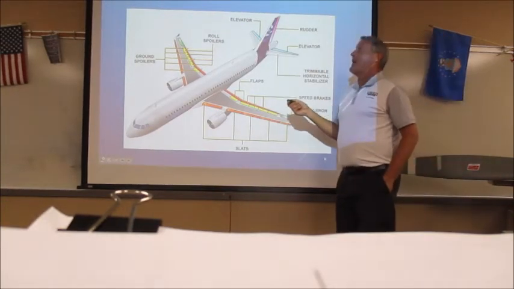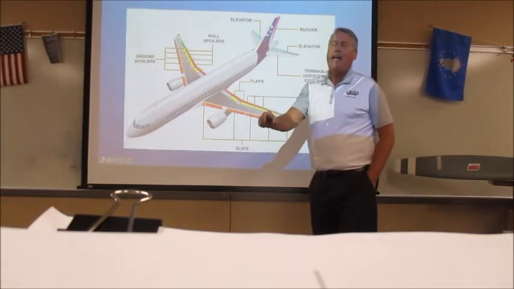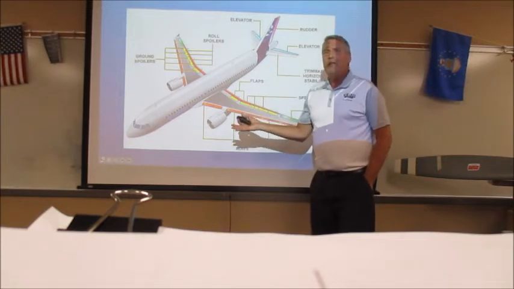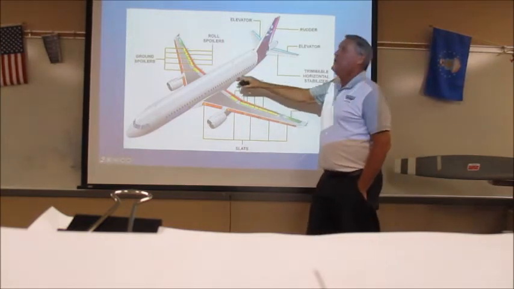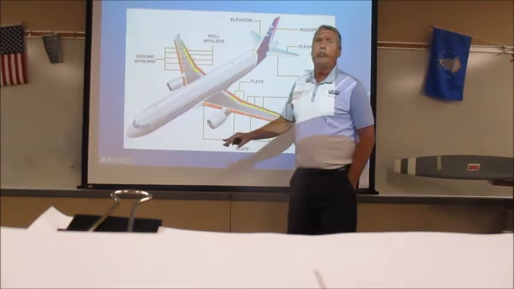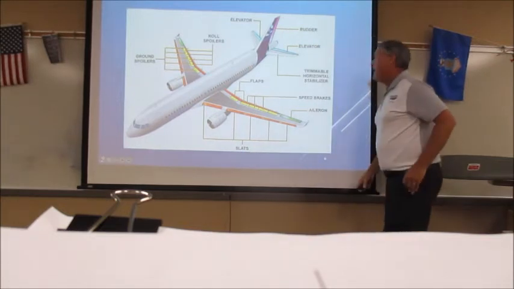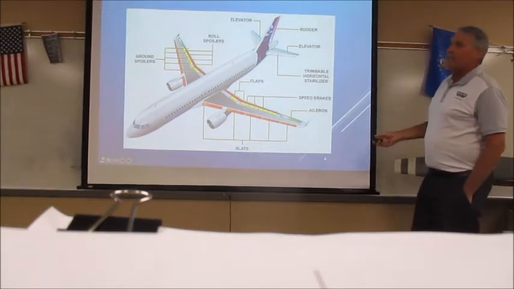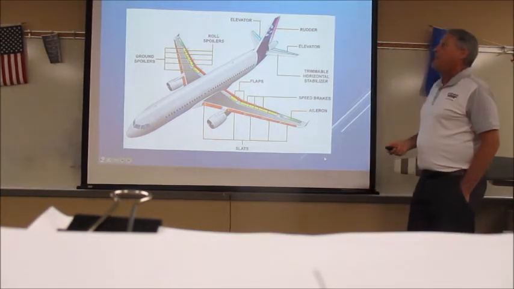Now you can have ground spoilers, which deploy as soon as you touch down, or they could act like a speed brake to slow you down. You've got roll spoilers, which will actuate at the same time your ailerons actuate. And then you've got speed brakes out here that deploy in flight if need be.